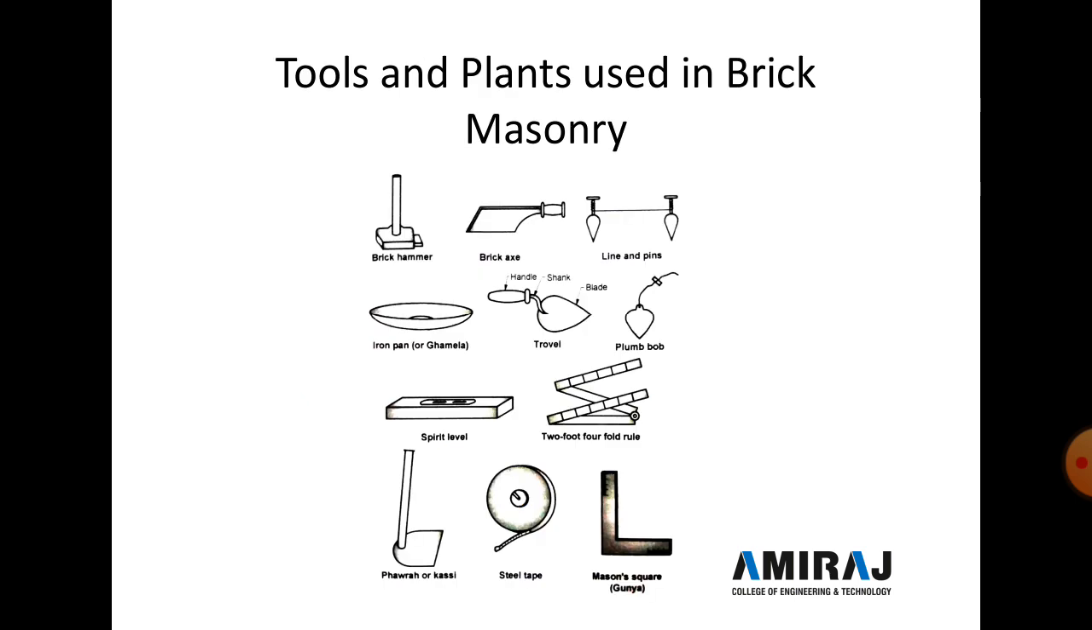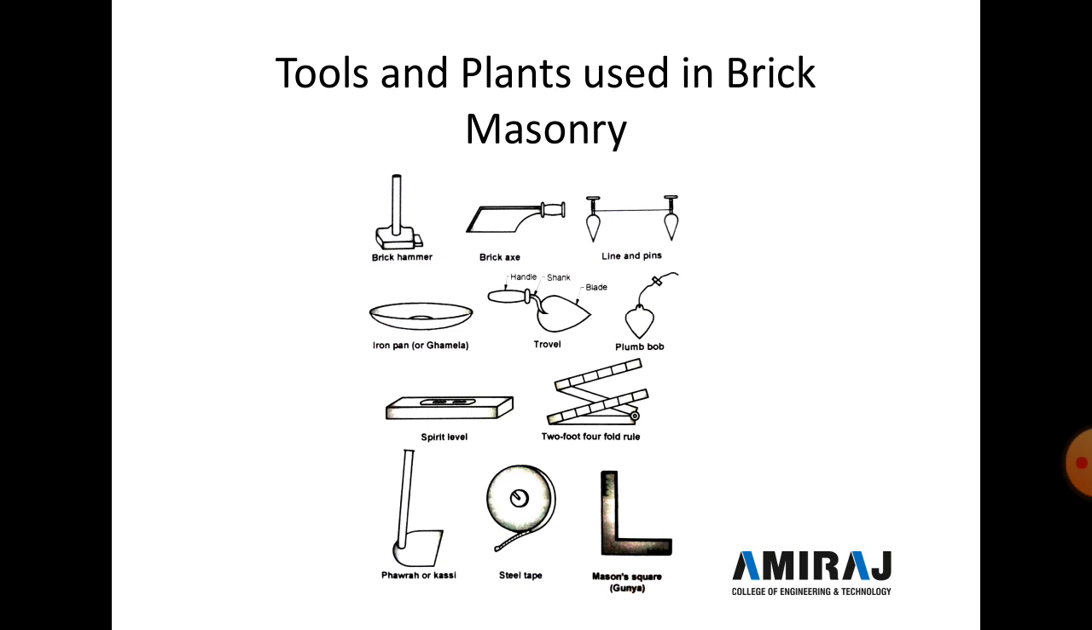Now in the next slide there are the different tools and plant used in brick masonry. The first figure shows the brick hammer. What is the use of the brick hammer? The brick hammer is used to break the brick, like into brick bats or small brick portions. Next is the brick axe. When a brick is cut into different shapes, the brick axe is required.